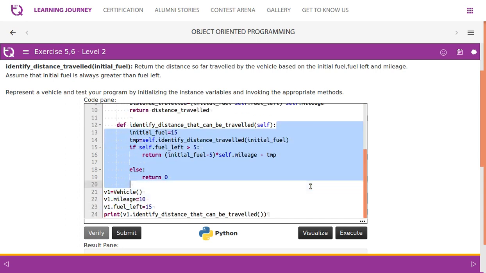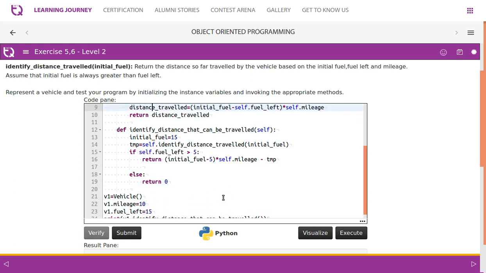So we assume that the mileage per kilometer the vehicle gives is 10, then fuel left is 15, right? Be it any mileage, how many kilometers it started, it is not a big deal. Let's assume that initial fuel is also 15. You can assume 20 also, not a problem. From this we check, identify distance traveled. So it goes up and checks.